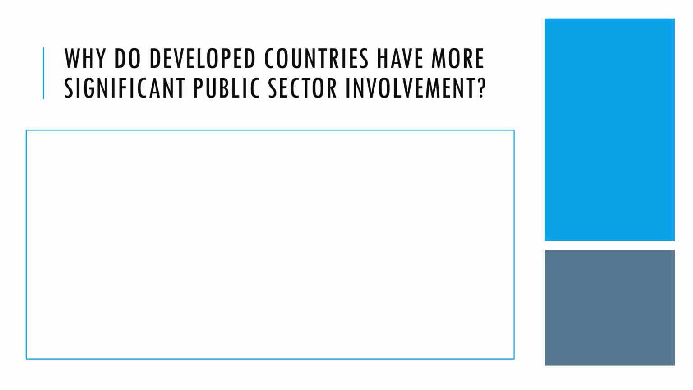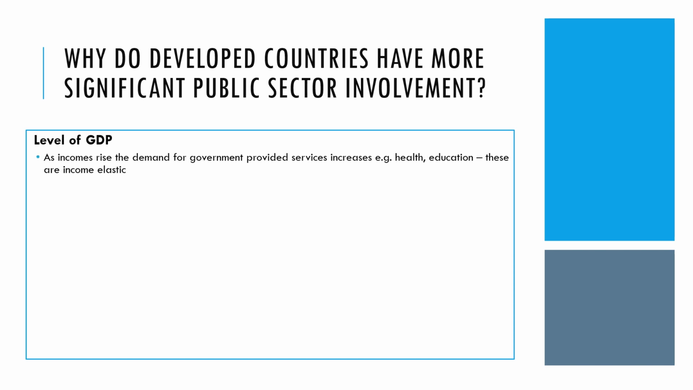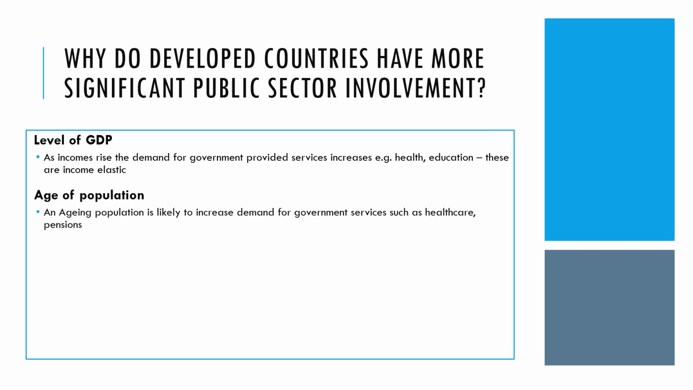So why do developed countries have more significant public sector involvement than developing countries? Well, one reason could be the level of GDP. As GDP rises, incomes rise, and the demand for government-provided services, for example things like health and education, these are fairly income elastic. So as people get richer, they buy more of these. Therefore, as GDP rises, there is an increased demand for these sorts of services that the government provides, and therefore we see an expansion in public sector provision of these services.